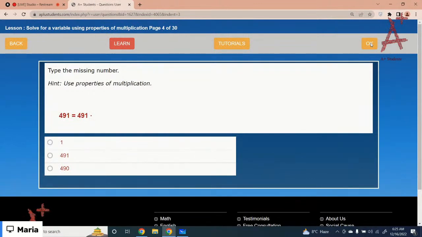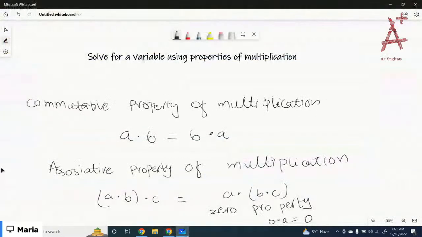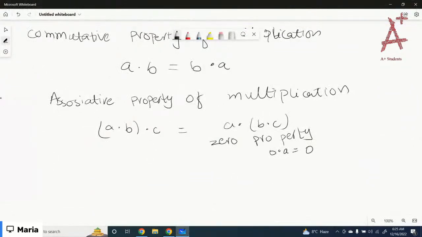491 equals 491 times what number? The property name here is identity property. Got it? Identity property means any number multiplied by 1 gives the same number. Identity property means identity is 1. Got it? 1 multiplied by any number equals the same number. It doesn't matter what number it is, 1000, 10,000, 4,000. The number is exactly the same number.